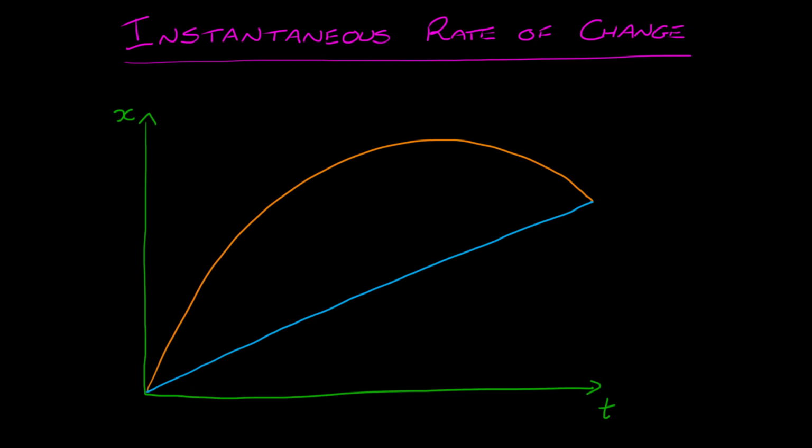What this means is that if the particle or object, whatever it is we're considering, had travelled at a constant speed, represented by the slope of the blue line, it would have reached the final position in the time taken. However, the orange line shows us that this wasn't actually the case.